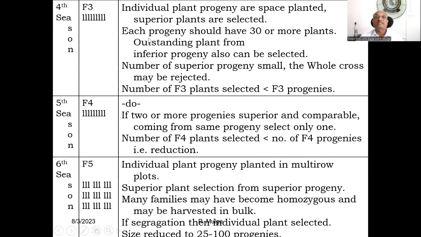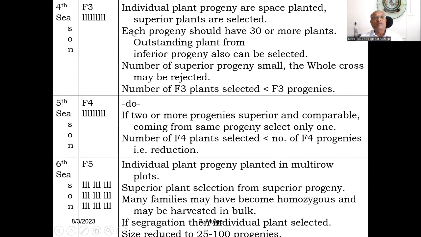From this, the superior plants are selected. Each progeny should have 30 or more plants. One row means around 30; it depends on the crop, as I told you again. So an outstanding plant from an inferior progeny can also be selected. Now the entire row you are referring to as a progeny, like 50 or 100 progenies are there. Out of this, which is the best, you look at all the plants and progenies and make your selection.